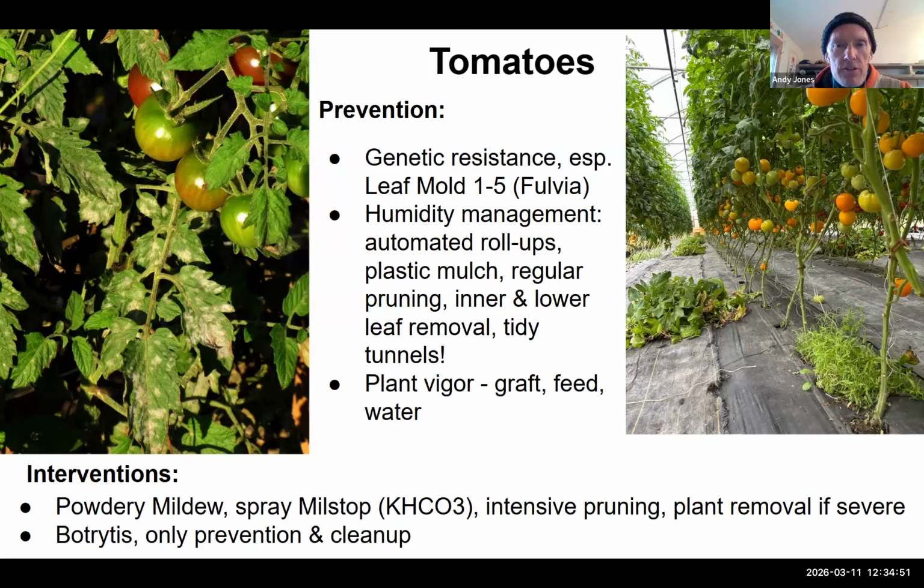We spent a lot of time on humidity management between automated roll-ups, plastic mulch on the ground to keep it dry, regular pruning, lower leaf pruning, inner leaf pruning, keeping our tunnels tidy with airflow makes a big difference. And plant vigor, having really productive, healthy leaves makes a big difference. Powdery mildew, when we see it, it can be controlled by Millstop, aggressive pruning of infected leaves, removing plants if severe. Botrytis, we really only do preventatively and some cleanup when it's bad.